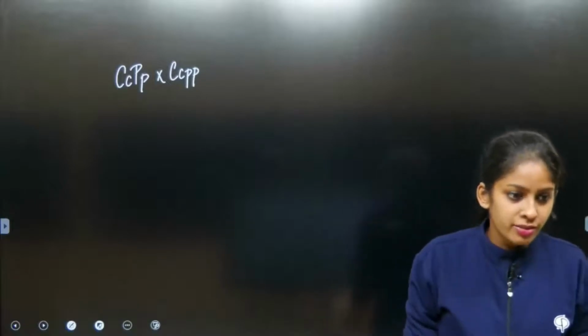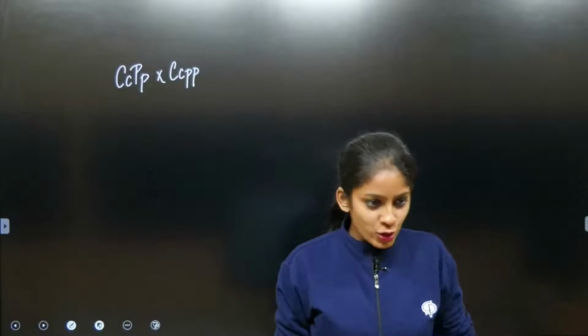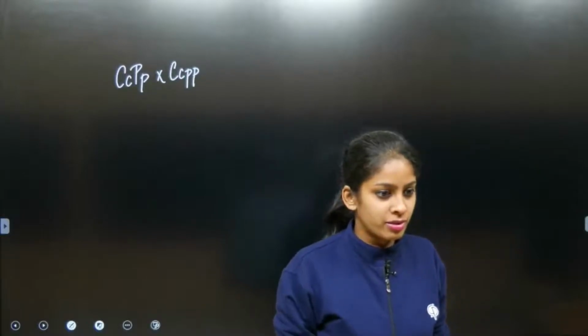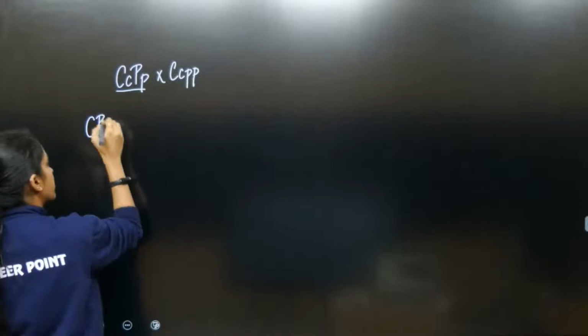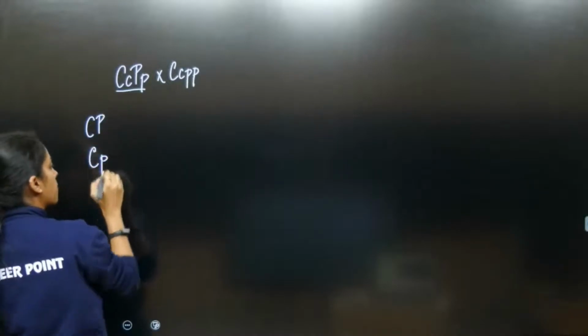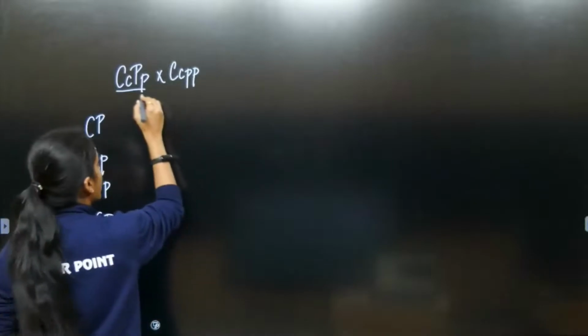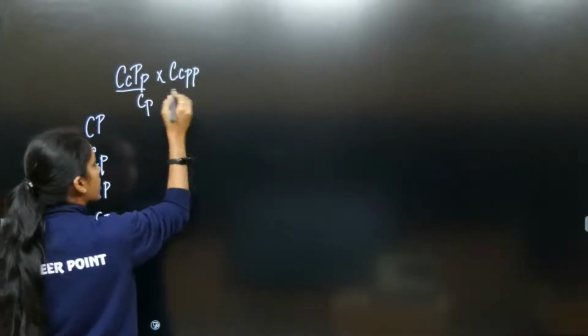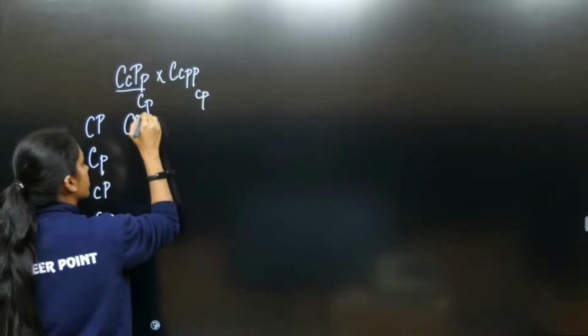Okay, thank you so much, Keshav and Vishal. So how do I find the gametes for this? So it is C, capital P. So it is C, small p. So it's C, P, C, small p. So here it is capital C, small p, small c, small p. So do the cross.